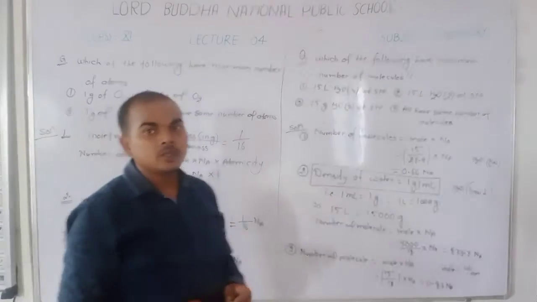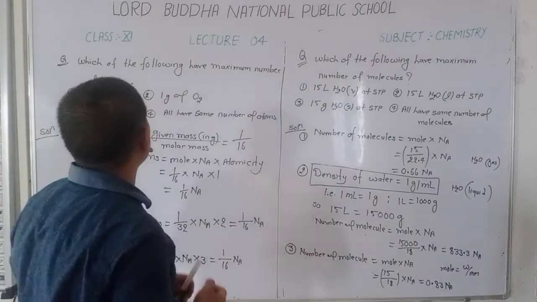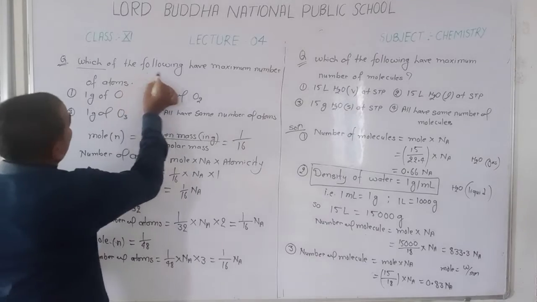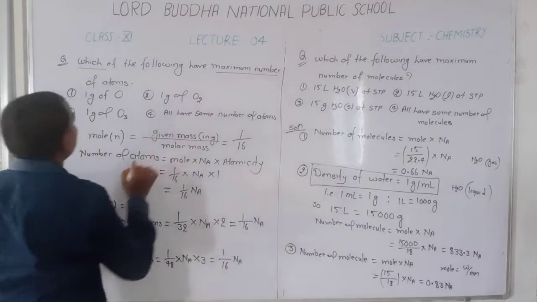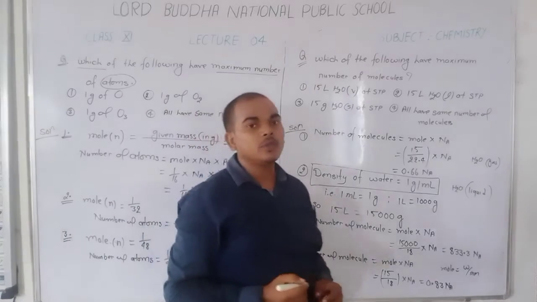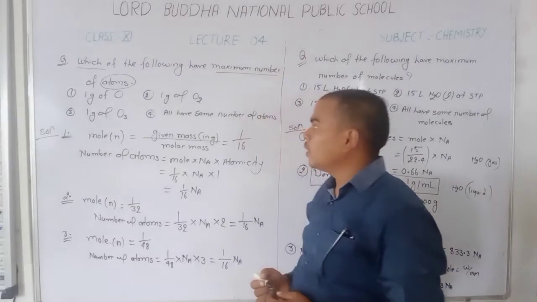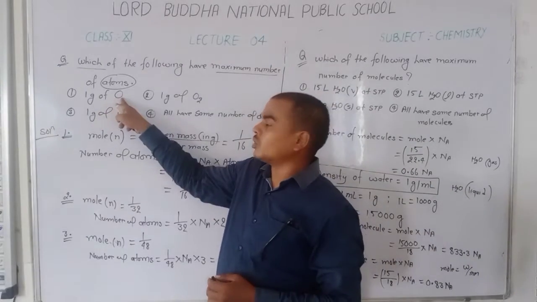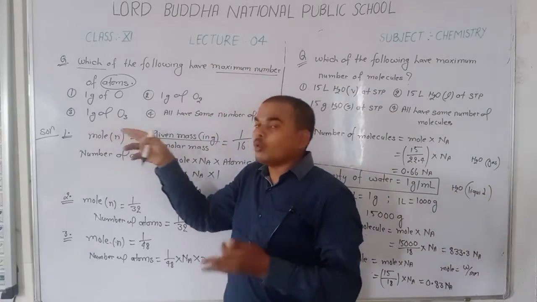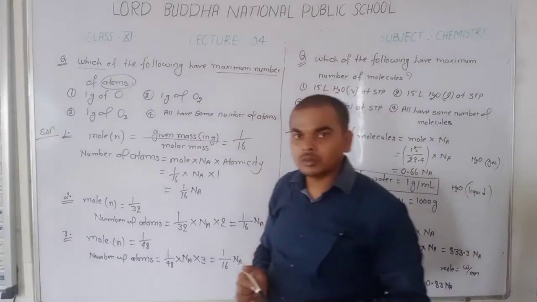Now we have discussed more questions. The very interesting question is: which of the following has the maximum number of atoms? First is 1 gram of oxygen, second is 1 gram of O2, third is 1 gram of O3, or all have the same number of atoms.